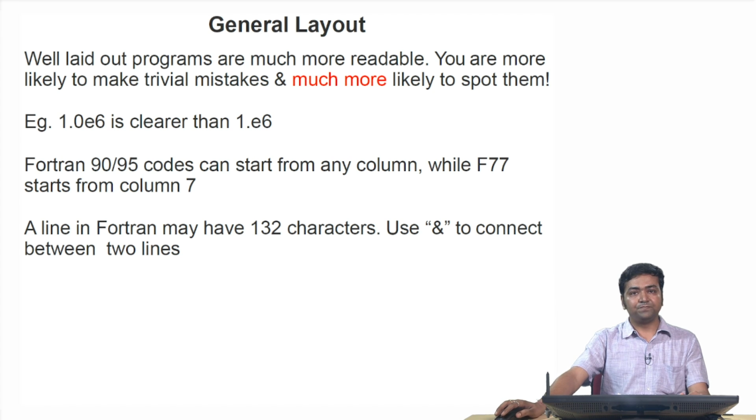Another thing is that Fortran 90 and 95 code can start from any column, but if someone is using Fortran 77, the first letter in the line starts from column number 7. A line in Fortran may have 132 characters, and if the number of characters exceeds that, you need to move to the next line, and to connect two lines you use the & sign between them.